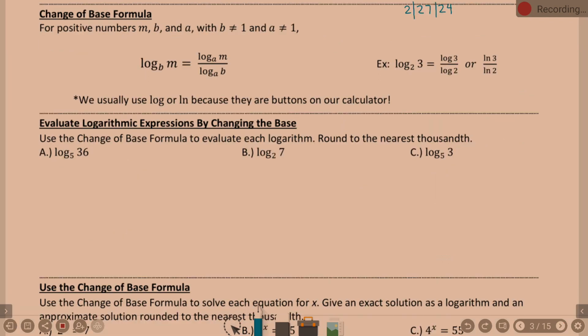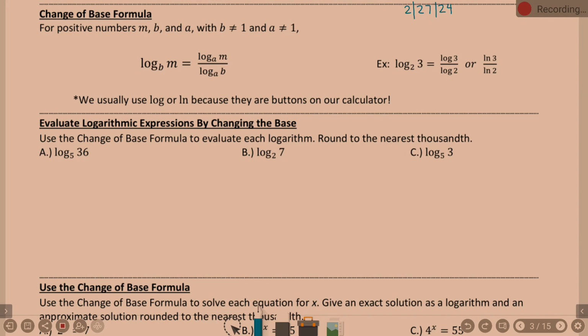Now we're going to talk about another property, the change of base formula. This is the workaround because our calculator has two log options: log base 10 or natural log. Change of base will allow us to do any log on our calculator, technically.